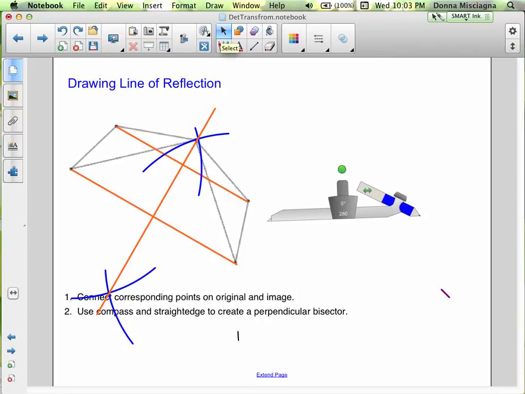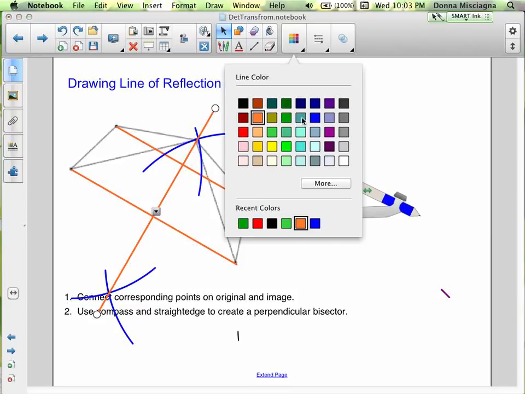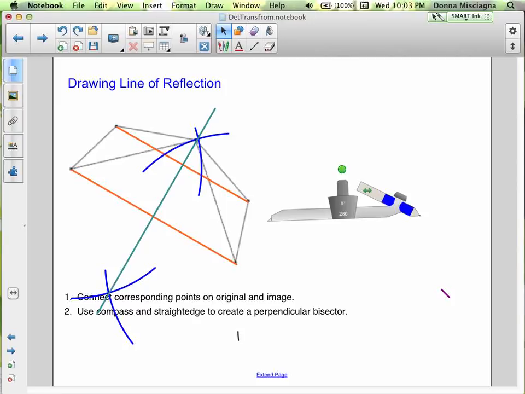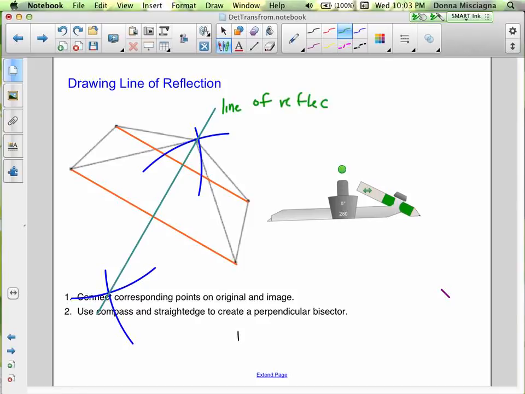All right, so let's change the color of this line here. Let's make it that color, teal. All right, so this teal line here is our line of reflection. All right, and so these are the steps. These are the steps to construct your line of reflection.